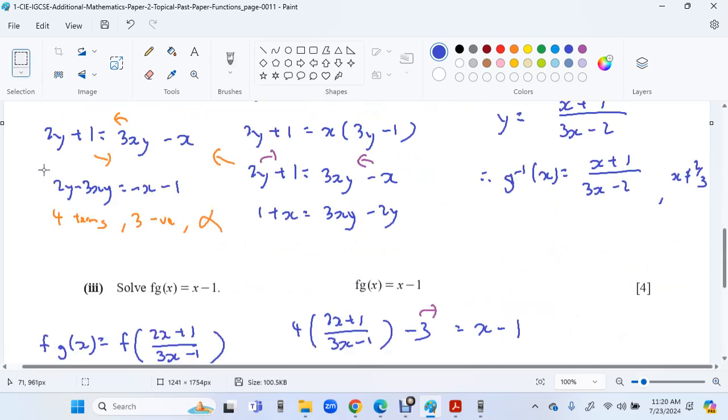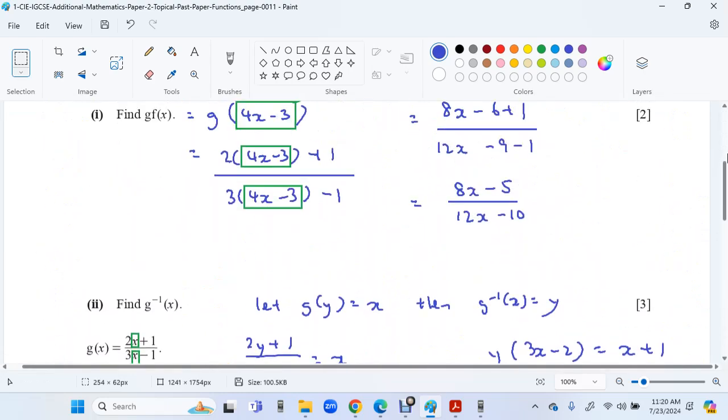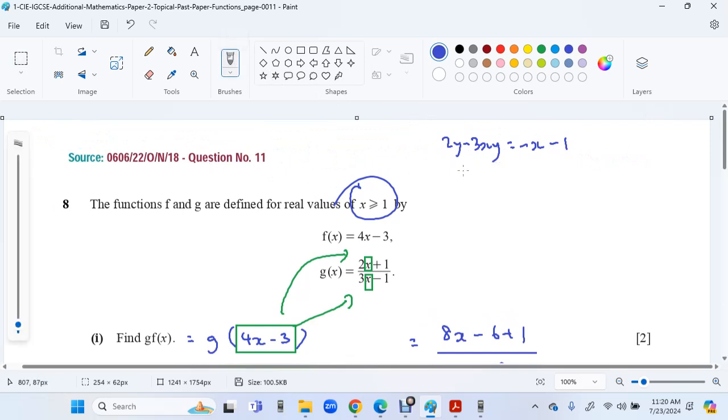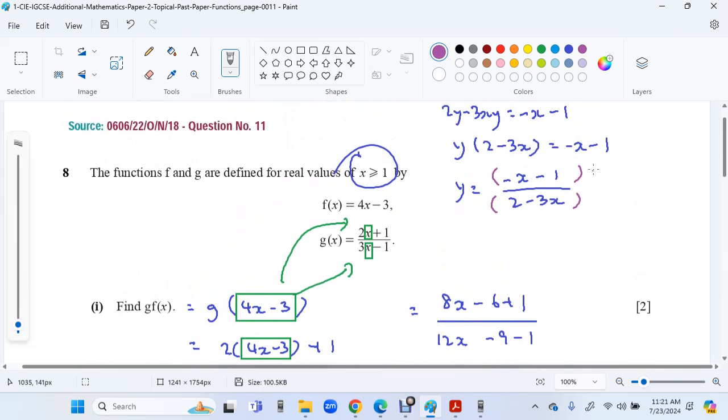For the part b just now, if we continue with that approach, actually we can get the same answer, but we need to do more manipulation. So factorize the y: y(2 - 3x) equal to -x - 1. So y is (-x - 1) over (2 - 3x). This is different from the answer that I got just now. So I still have to do one more step to get the same answer: we multiply with -1 on the numerator and denominator. So this one will become (x + 1) over (3x - 2). So this is the g inverse of x.